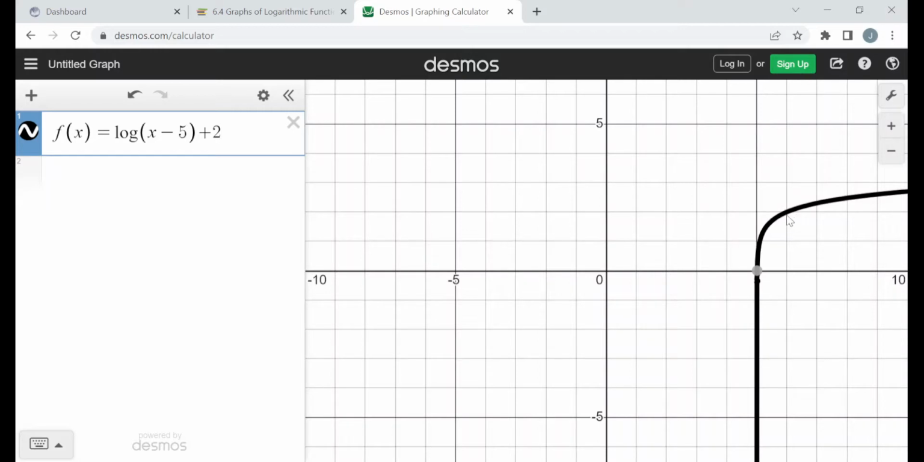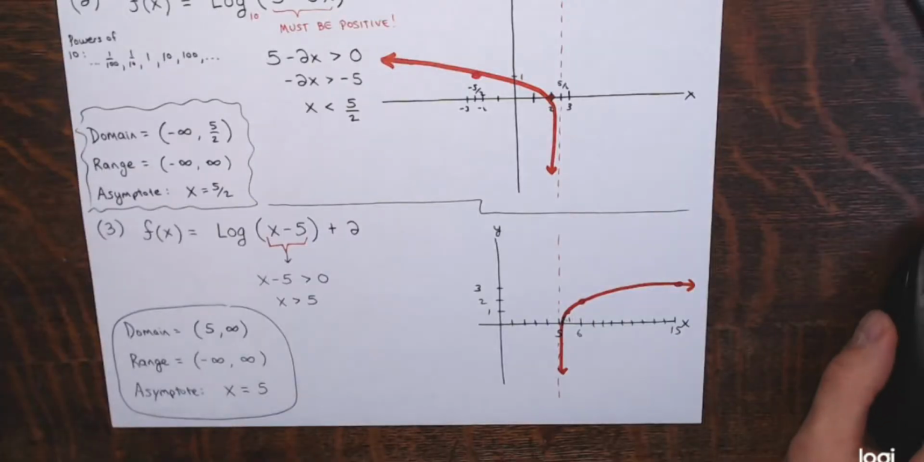(6, 2) is on here. There's (6, 2). That was on my graph. You should have (5.1, 1). It's there somewhere. There it was. I had it for a second, but (5.1, 1) is on there. And it looks like my hand drawing. Not terrible. Great.